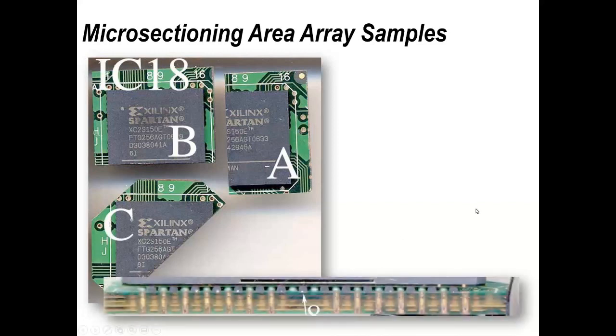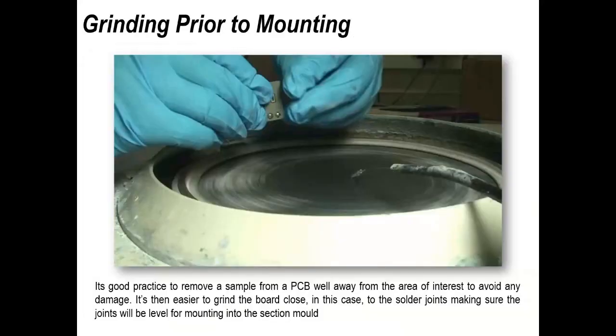And you can see here, this is a microsection that's been taken like that. So you're looking from corner to corner rather than across the edges. It very much depends on what you are looking for when you're doing this.